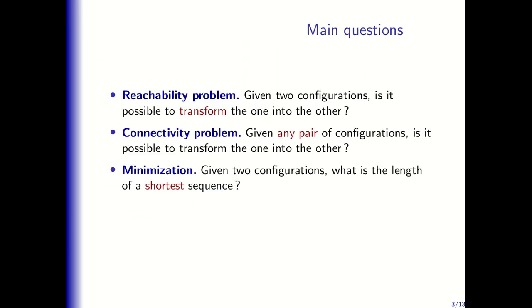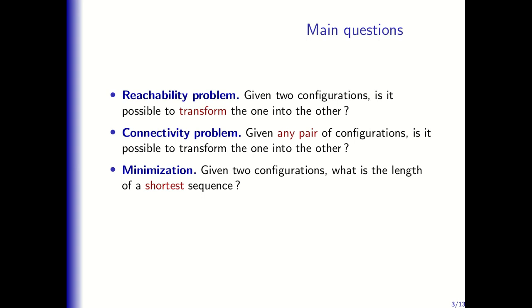Okay, so to sum up, there are three main questions in reconfiguration people are usually looking at. The first one is the reachability problem. Given two configurations, is it possible to transform the first one into the second one? Basically, for the Rubik's Cube, is it possible to transform my initial position into the target one? Also for the Rubik's Cube, this is not always possible, but there is a way to determine it.